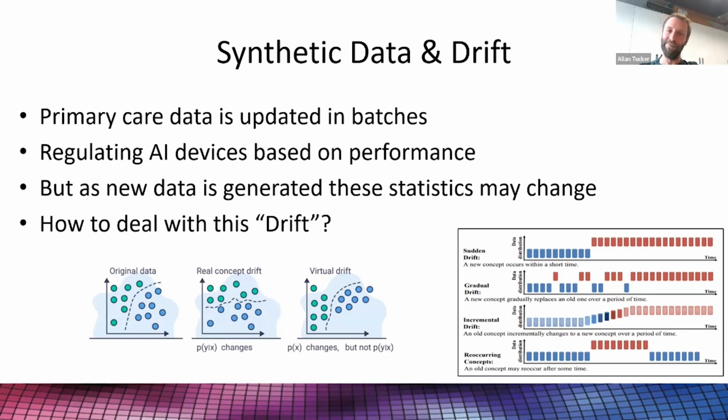Unfortunately, as new data comes in these batches, these statistics could change. For example, the way data is collected may change suddenly, so you may have a sudden drift, like this example on the right-hand side at the top. You may have incremental drift, like this third one down, where there's a slow change. This could be, for example, the introduction of vaccines during COVID, or it could be changing populations. An aging population means there's a different probability of outcomes. So dealing with these drifts in performance statistics is really important in terms of regulation.